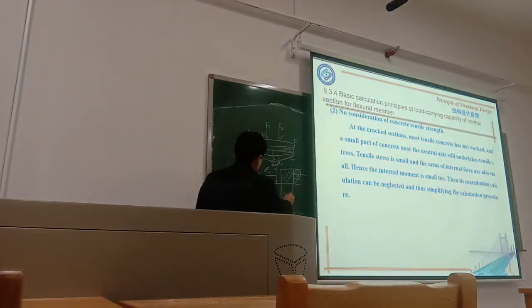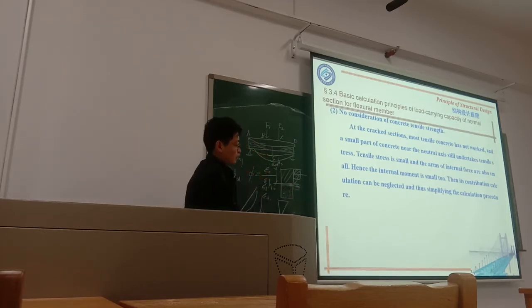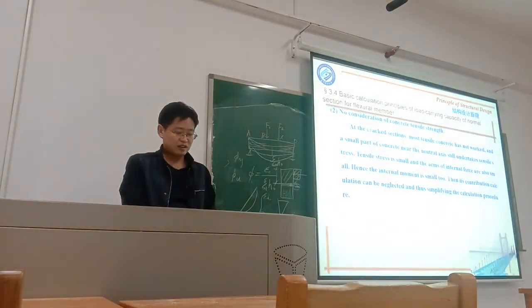That means for this beam, once the crack appears, some part of the concrete can still resist some tensile force. But the tensile force resisted by the concrete is small in value, and the arm of the force to the neutral axis is very short. Then the moment generated by this force is relatively small. Even if you want to calculate this force, it's hard. So we just neglect it.